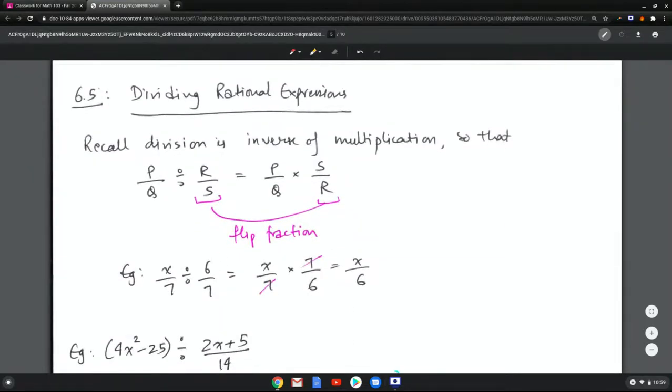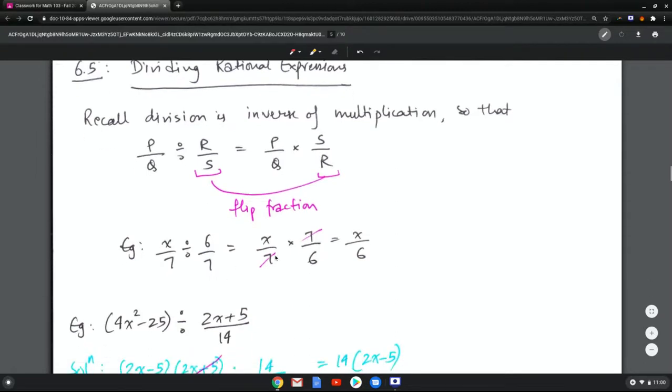Dividing rational expressions is the same as multiplication. All you have to recall is that division is the inverse of multiplication. So if you have a fraction p over q divided by r over s, you can rewrite it as p over q times s over r, meaning you flip the second fraction.